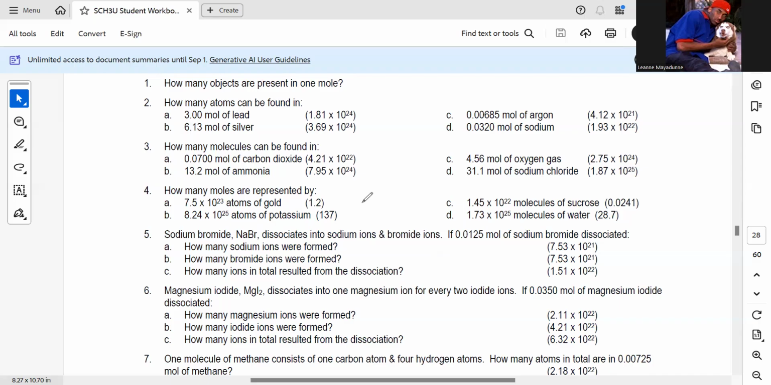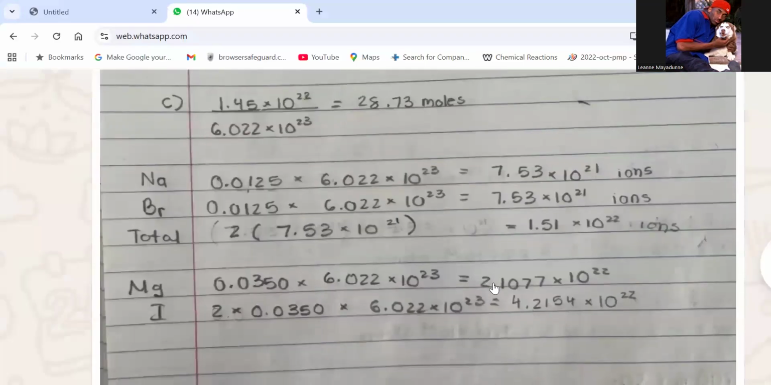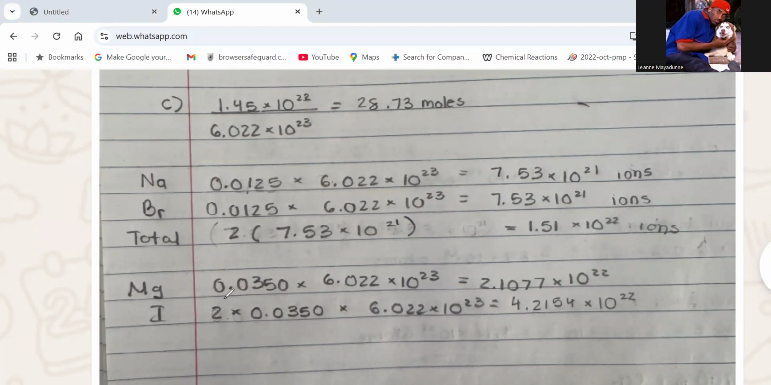Why multiplied by 1? This is the question that you solved. This is the number of moles. This is the Avogadro's number. Now, how many atoms are there in 1 mole? How many atoms of magnesium? How many ions of magnesium? One. Correct.